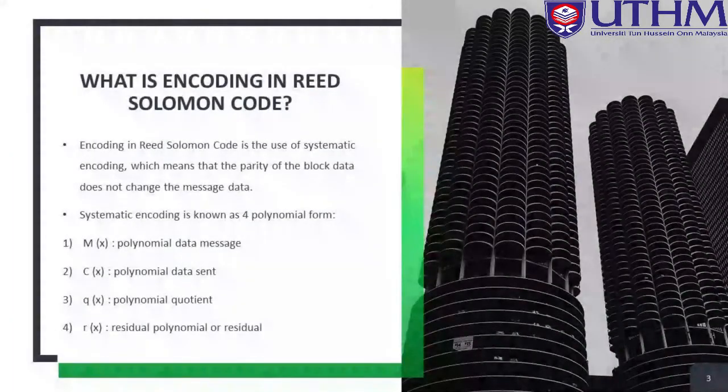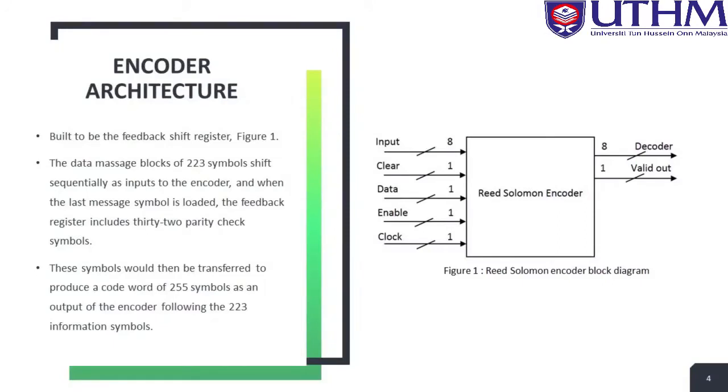So I will explain about encoding. Basically, what is encoding in Reed-Solomon code? Encoding in Reed-Solomon code uses systematic encoding, which means that the parity of the block data does not change the message data. Systematic encoding is known in polynomial form. Encoder architecture: encoders are built as a feedback shift register, and you can see that in figure 1. The data message block of 223 symbols passes sequentially as an input to the encoder. Once the last message symbol is loaded, the feedback register contains 32 parity check symbols.